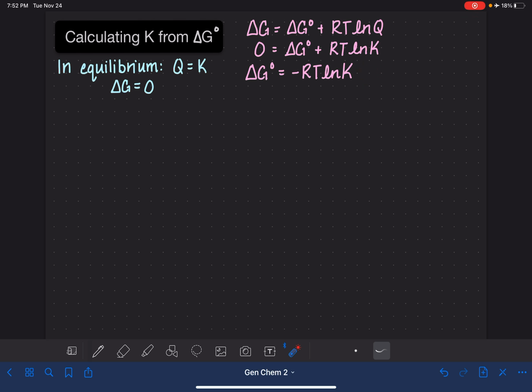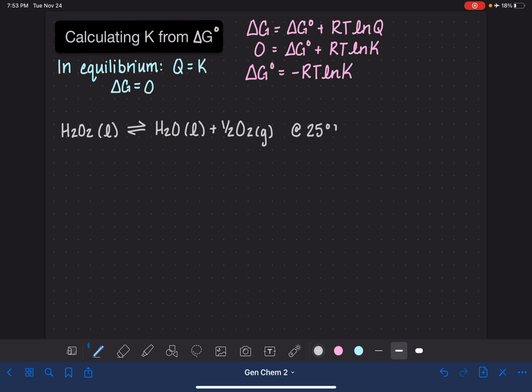So let's apply this to a particular problem. Let's say that we have the reaction H2O2, which is a liquid, in equilibrium with H2O, which is also a liquid, and 1/2 of a molecule of O2 gas. If this is the first time that you're seeing a fraction as a stoichiometric coefficient, it's not very common, but it does happen sometimes, and it is valid. Let's say that this reaction is being done at 25 degrees C, and we want to calculate the value of the equilibrium constant K.